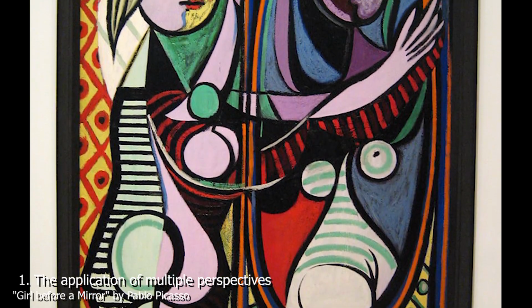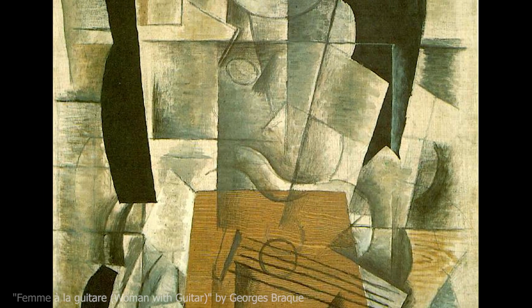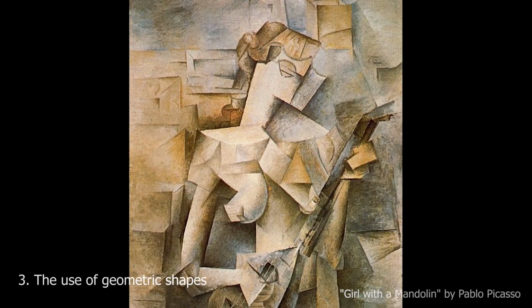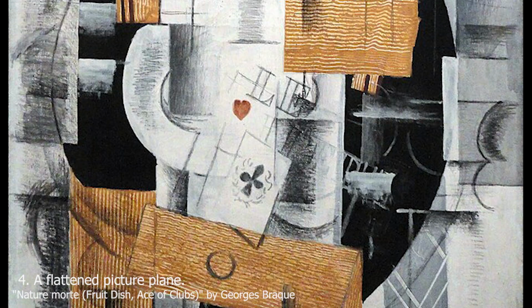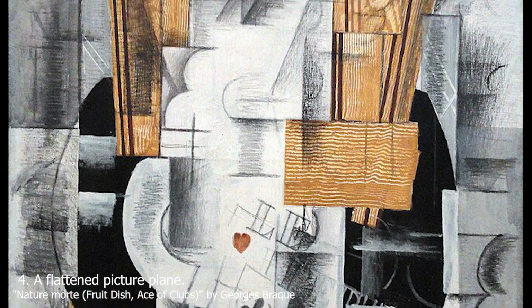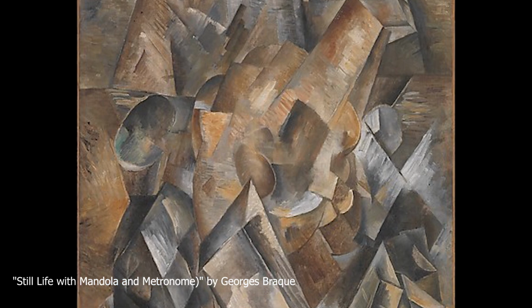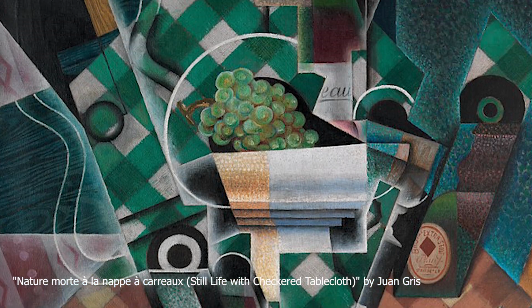So what are some of the main characteristics of Cubism? We have 4 main characteristics. Number 1 is the application of multiple perspectives. Number 2 is the use of geometric shapes. Number 3 is a monochromatic color palette. And number 4 is a flattened picture plane. Cubism's way of handling form, color, and perspective signaled a shift from the existing conventions of European modernist paintings.